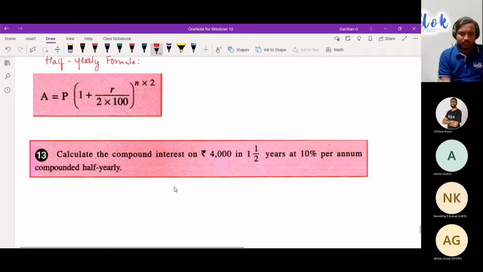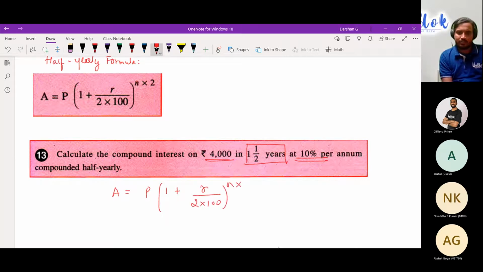Okay. So we have to find the compound interest on rupees 4,000 for 1.5 years at 10% per annum compounded half yearly. So the formula is anyway given: P into 1 plus R by 2 into 100, to the power of n into 2. If you want the explanation, it's very simple. I have just halved the rate. So it is half yearly, so we have taken half the rate of interest. Very simple.